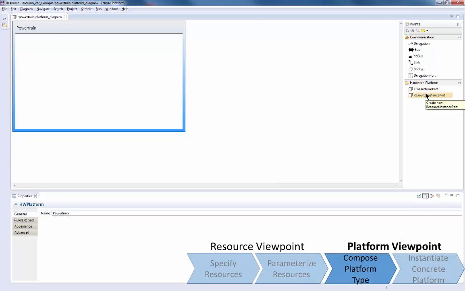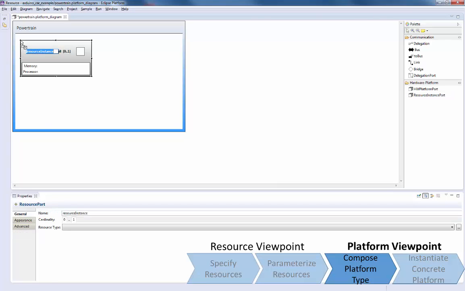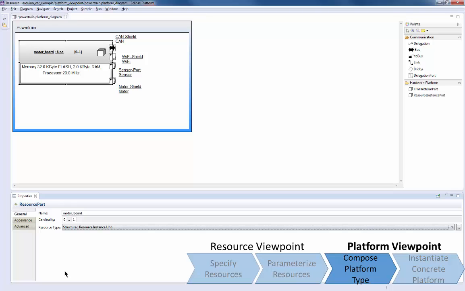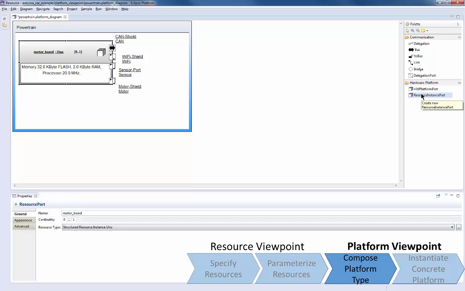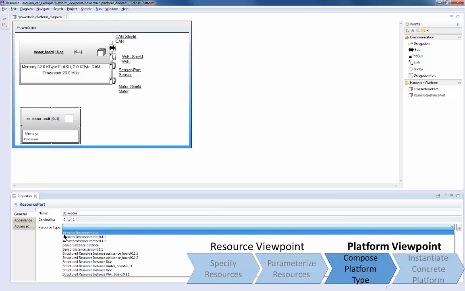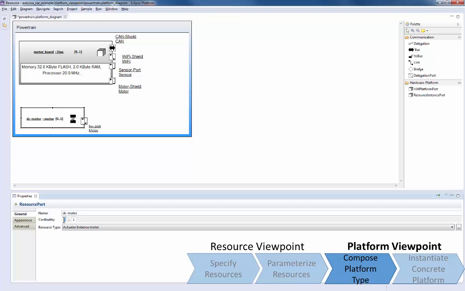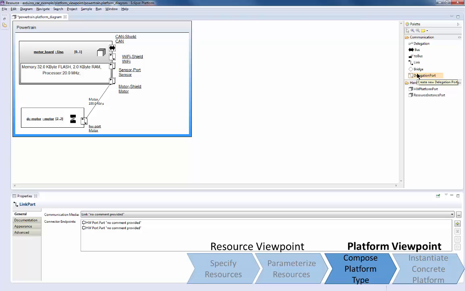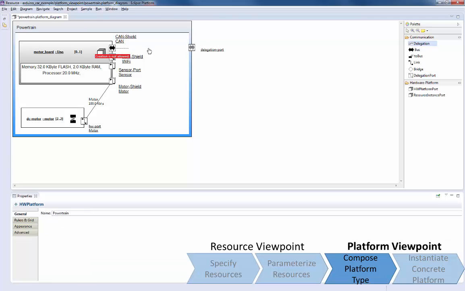Since the powertrain system is composed of a single Arduino Uno board, we create a resource part and type it over the Arduino Uno board. Moreover, the powertrain consists of two motors. Thus we create a part of type motor and assign it a multiplicity of 2. Both motors are connected to the Uno board. Finally, the system provides a CAN interface to the outside, which is represented by this port.